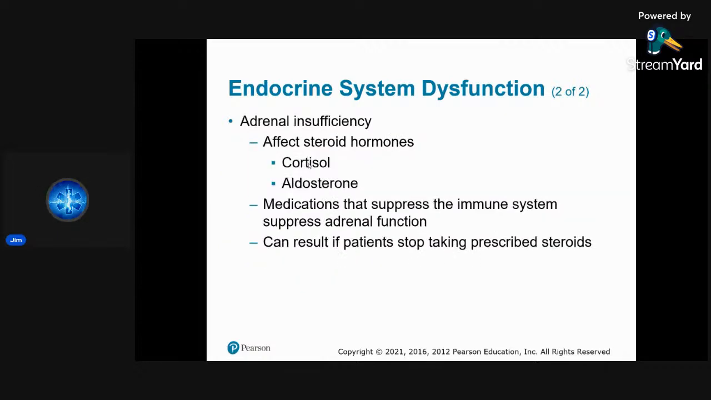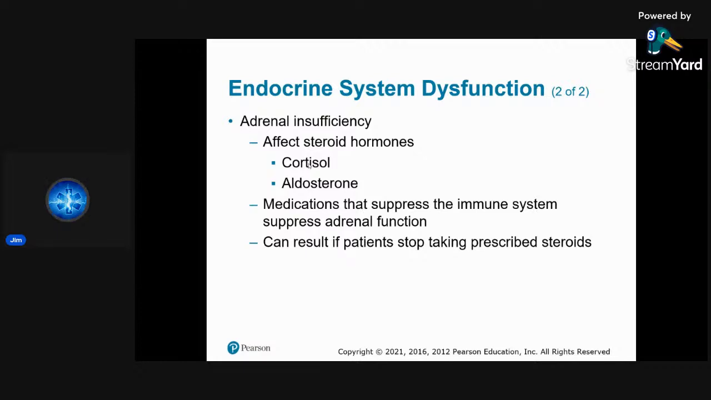Adrenal insufficiency affects steroids and hormones like cortisol and aldosterone. Medications can suppress the immune system, and can also suppress adrenal function. What kind of medications, you ask, would suppress the immune system, and why would we want to do that? One of the big ones that comes to mind is transplant patients. They're going to suppress the immune system. Or if they've got an autoimmune disease, they may suppress their immune system.